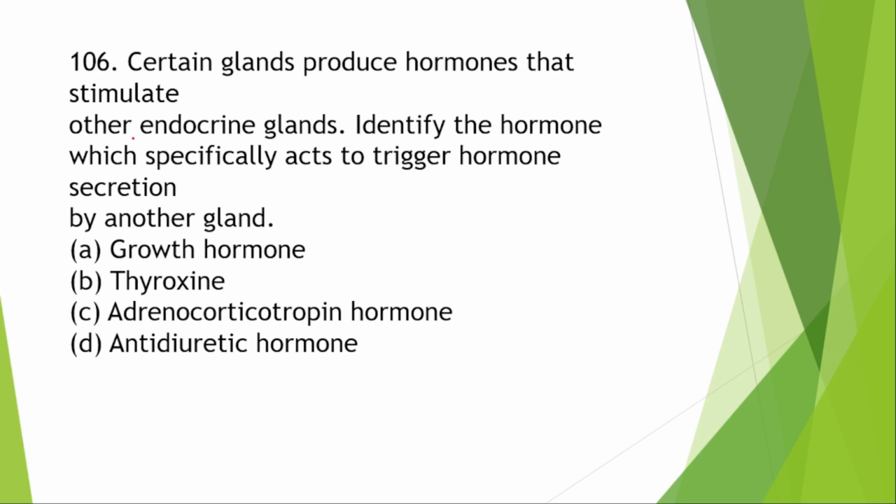106. Certain glands produce hormones that stimulate other endocrine glands. Identify the hormone which specifically acts to trigger hormone secretion by another gland. Growth hormone, thyroxine, adrenocorticotropic hormone, antidiuretic hormone. So here the right option is option C, ACTH. It is produced by the anterior pituitary gland, but it travels through the bloodstream to the adrenal glands to trigger the release of cortisol.